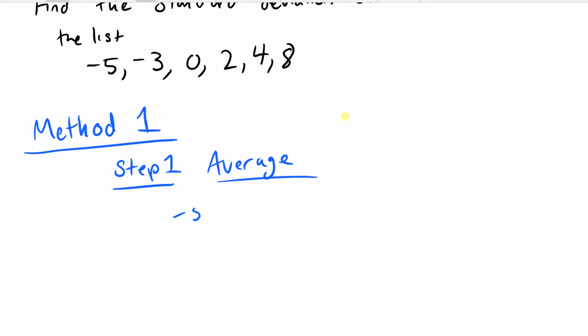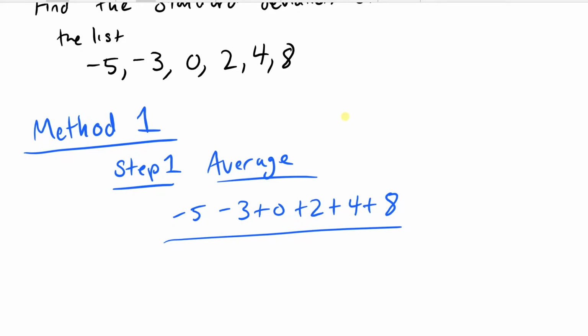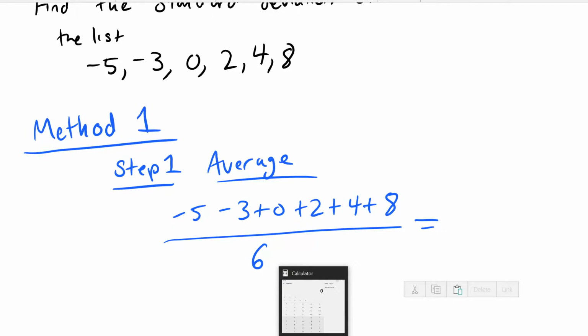So we have -5 plus -3 plus 0 plus 2 plus 4 plus 8. Since there are 6 numbers in the list, we divide by 6. And if we plug that into a calculator, we'll find that that is equal to 1.